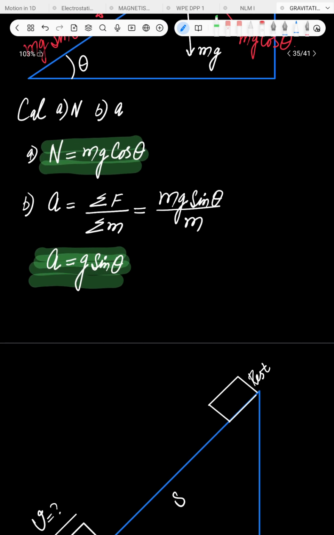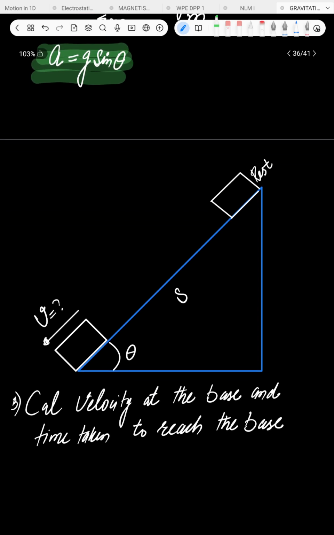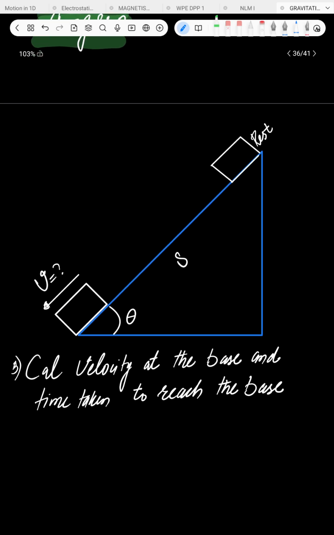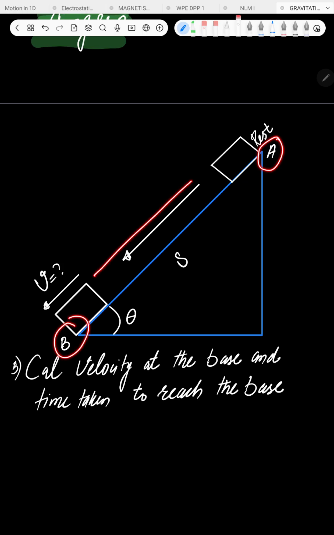Okay, now we have part b in this problem, and that is something like this. So this is a block. Now this block is at the top of this inclined plane at the point A, and it slides down from the point A and eventually reaches the point B. What we have to calculate is the velocity of the block at the base and the time taken as the block moves from A to B along this path.